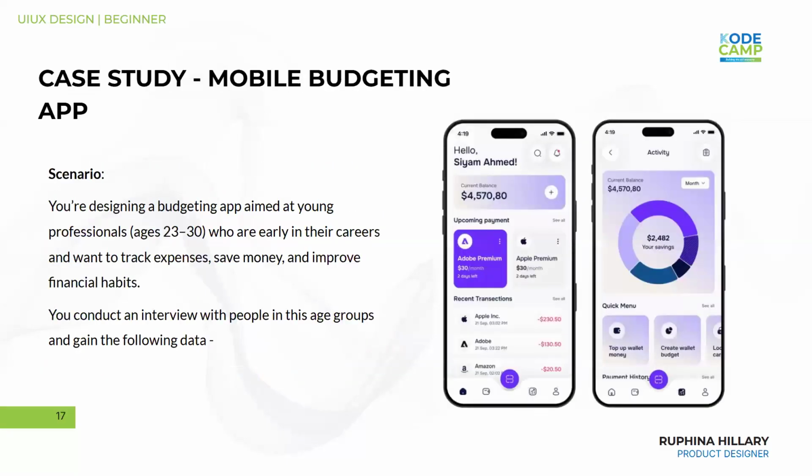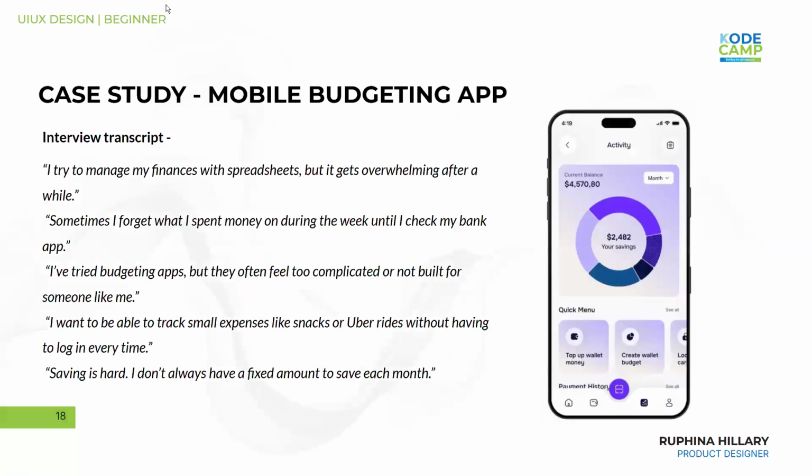So now another case study. I usually like explaining things with scenarios so that we understand it better and it's more interactive, not just giving you theoretical concepts that you understand by theory, but you might not know how to practice it. So now in this scenario, we are designing a budgeting application aimed at young professionals ages 23 to 30 who are early in their careers and want to track their expenses, save money, and improve financial habits. So you conduct an interview with people in this age group and gain the following data. So this is the data you have gotten.